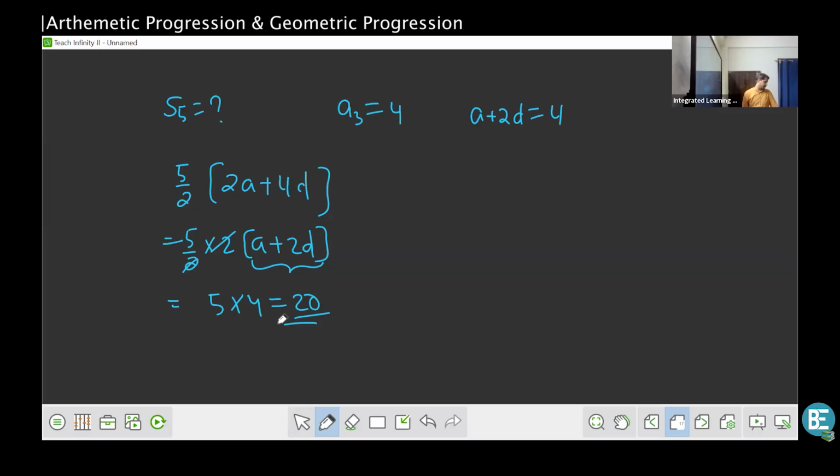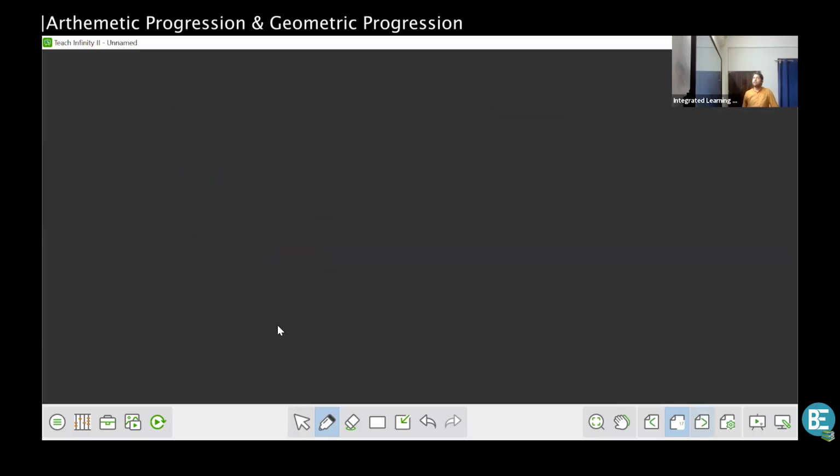Sum of 3 numbers in AP is minus 3. Their product is 8. Find the numbers. Sum is minus 3. Their product is 8. Find the numbers.